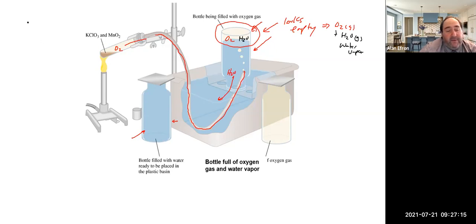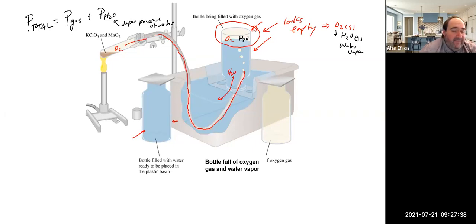That means when you go to get the total pressure, we actually have a mixture of gases. We have the pressure of the gas that we're interested in, like the oxygen, plus the pressure of the water vapor. And this is what is known as the vapor pressure of water.